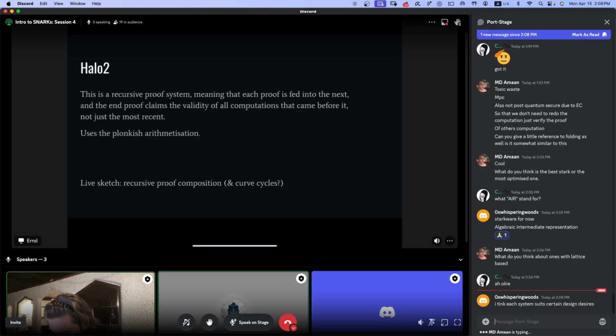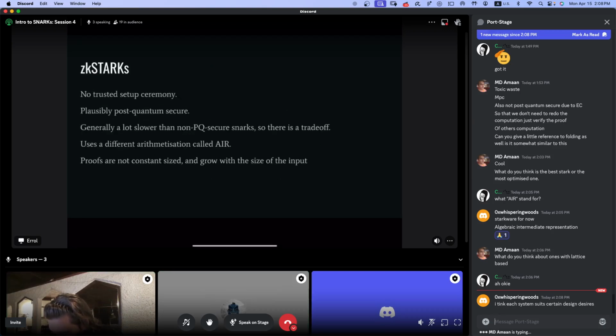And I think there was one more thing to mention about Starks. Right. So generally speaking, if something is post-quantum secure, it's slower or its proof sizes will be larger. This is kind of the core reason why we're not all just using post-quantum secure systems. There's a trade-off for being secure against quantum computers, and that's that it's slower or uses up more data.